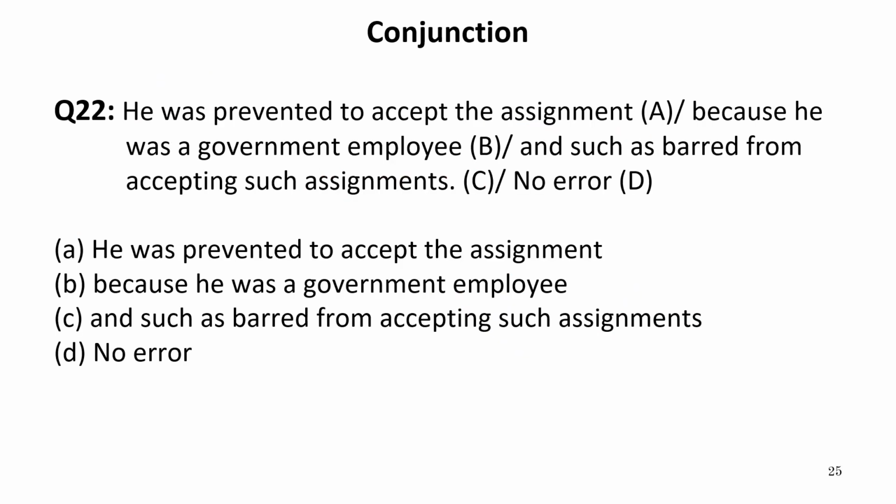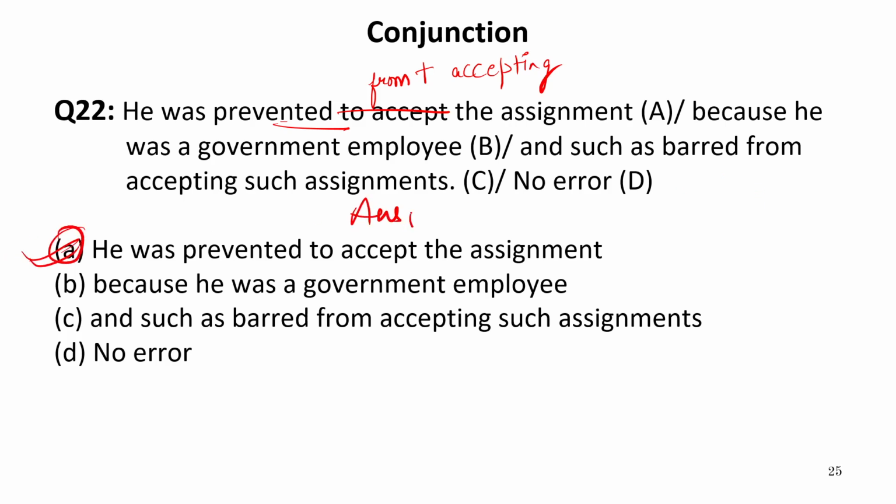He was prevented to accept the assignment because he was a government employee and as such barred from accepting such assignments. Now, whenever we use the word prevented, it should always be followed by from, and from is a preposition which is always followed by the ing form of a verb. So it should be from accepting. So the correct sentence will be, he was prevented from accepting the assignment. So the error is in part A. So our answer is A.